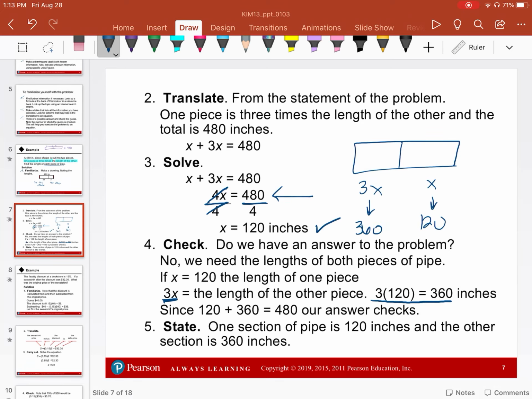So does that make sense? 360 plus 120? Yeah, that gives us 480. So it works out. So let's go ahead and write our answer. Whenever you have a word problem, you need a word answer. So we can say something along the lines of one section of pipe is 120 inches and the other section is 360 inches. And that is our answer.